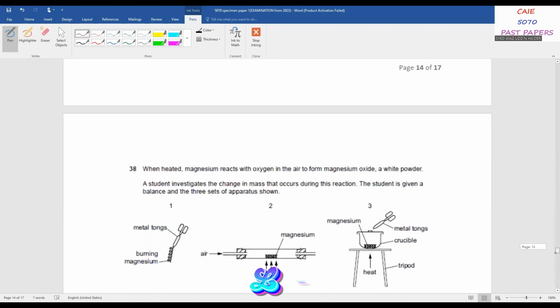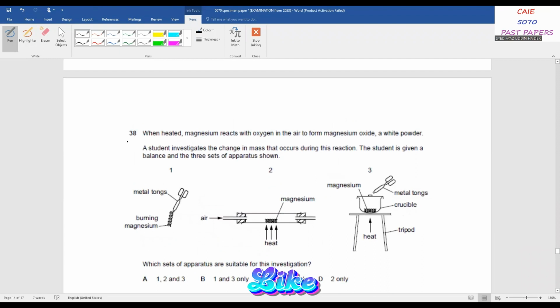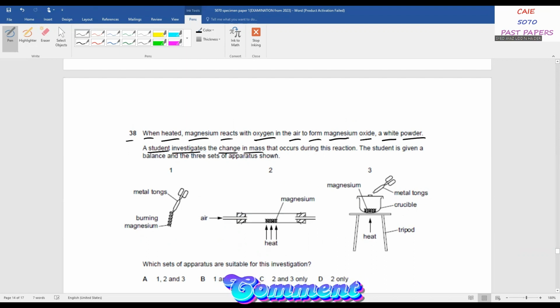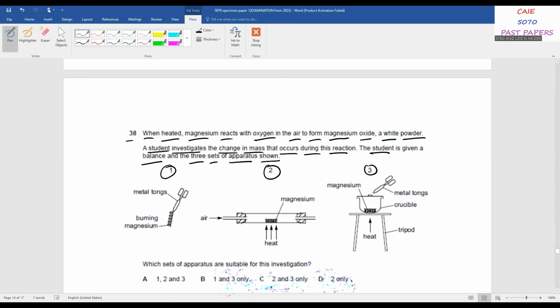38. When heated, magnesium reacts with oxygen in the air to form magnesium oxide, a white powder. The student investigates the change in mass that occurs during this reaction. The student is given a balance and the 3 sets of apparatus shown. These are the apparatus 1, 2, and 3. Now the student is investigating the change in mass that's occurring during this reaction. So one must be wrong.